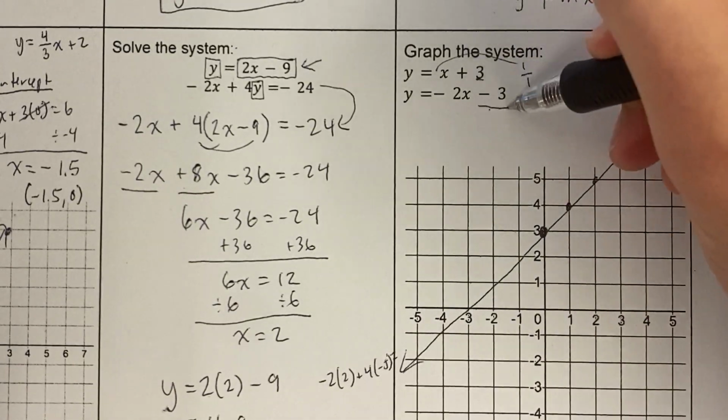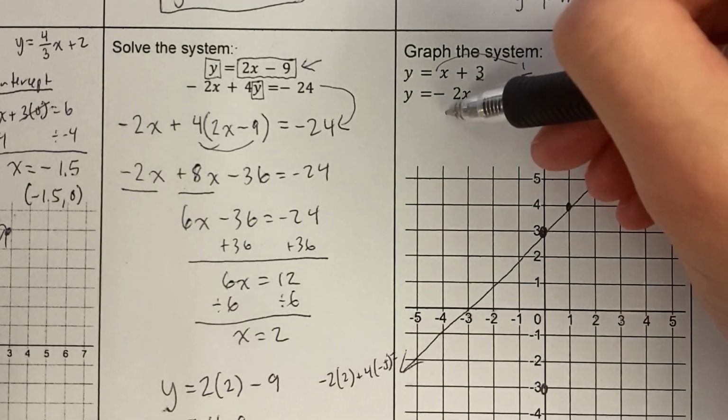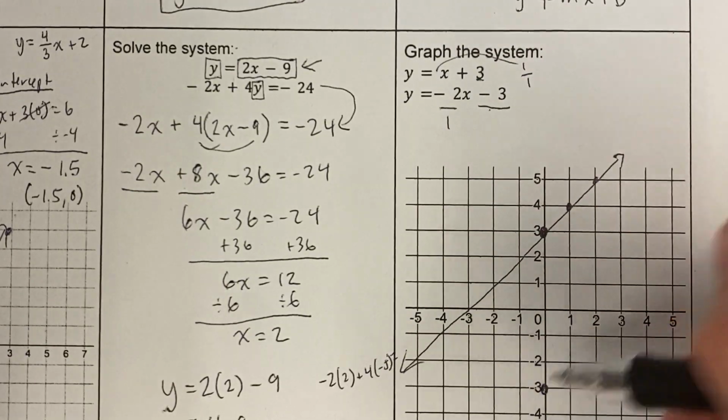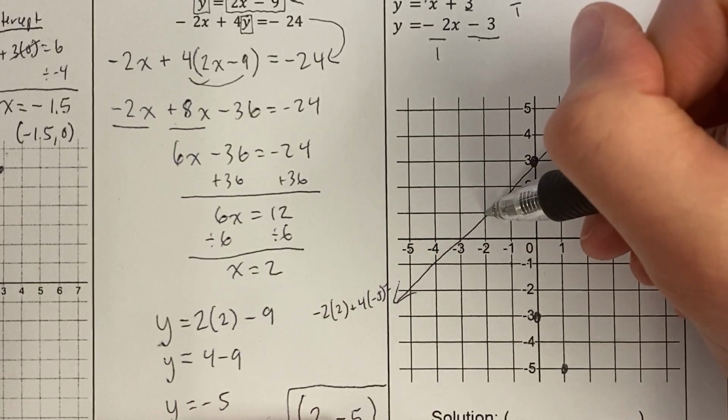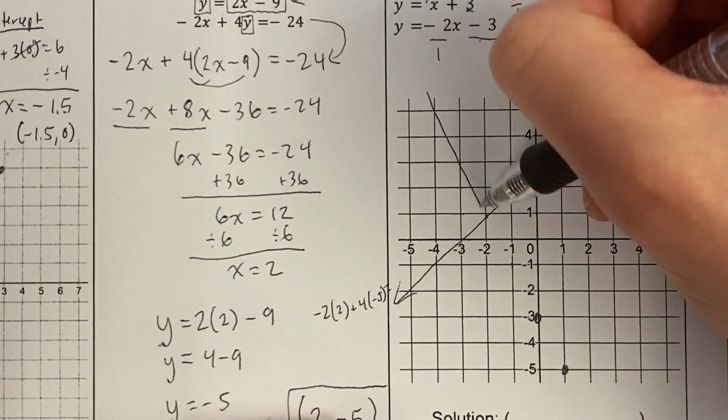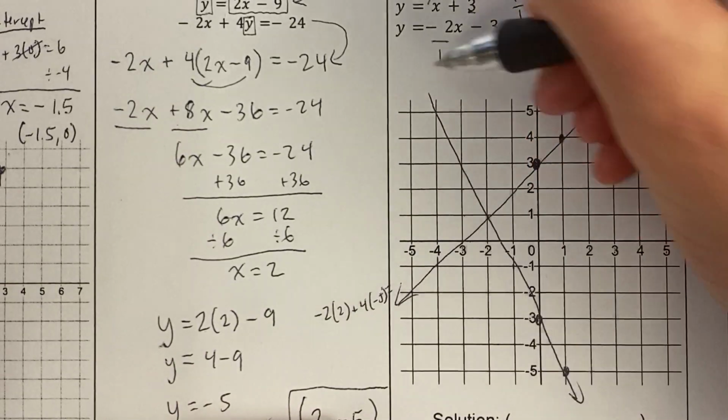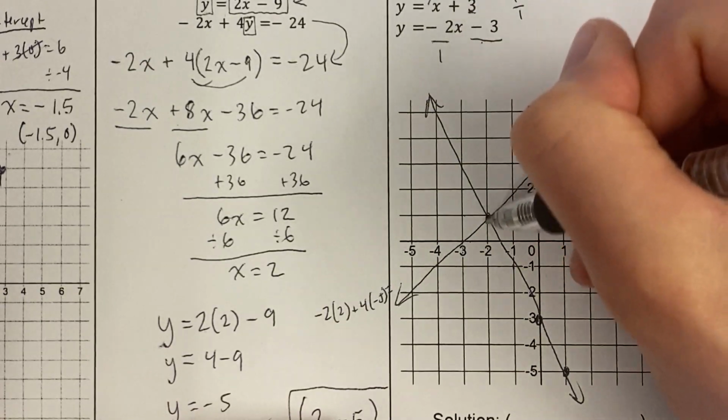Okay, same deal here. I'm going to start at the y-intercept. Now the slope is negative 2 over 1, so I'm going to go down 2, right 1. Okay, and again, I can just sort of neatly graph this one. Using a ruler would be a good idea. The solution is right here.